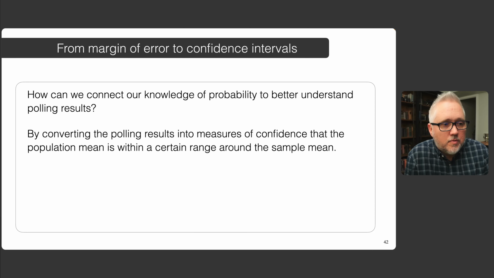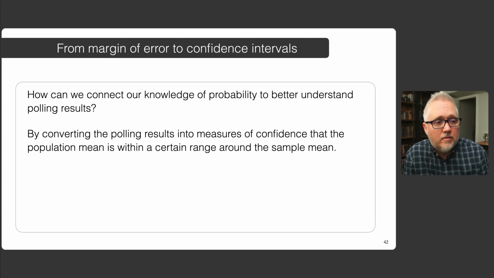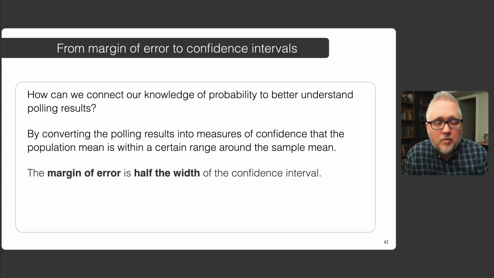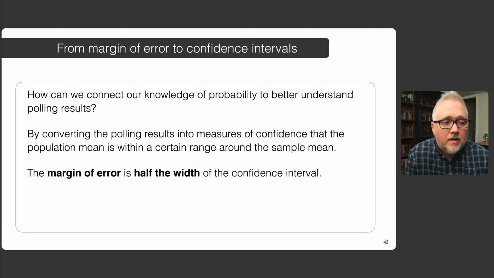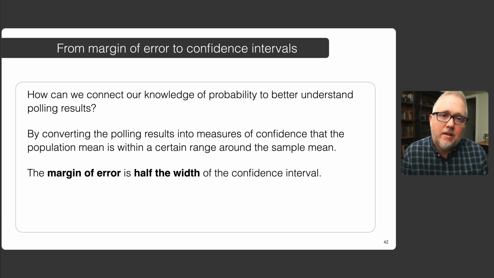You can convert those polling results into measures of confidence that the population mean, the underlying support or opposition, in this case to the referendum, is within a certain range around that sample mean. The margin of error is half the width of the confidence interval, so you don't have to use any of the complicated equations. They're not really that complicated, but the standard deviation and the standard error of the mean equations from the previous video. With this, all you have to do is double the margin of error to get the overall size of the confidence interval that's centered on the mean.